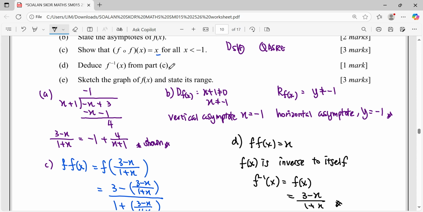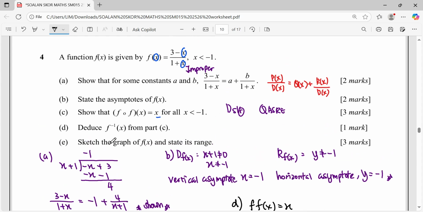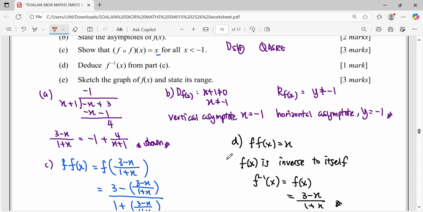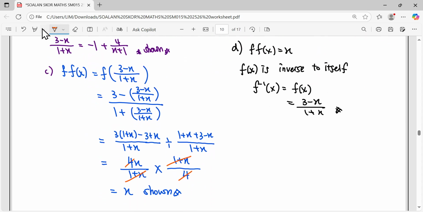Then question E, you're going to sketch this graph and state its range. So before we sketch this graph, we look at the domain and range, and you have to be alert here. This is a conditional function, so not the whole part of the graph is taken, they're only taking one part only. So we have the vertical asymptote and horizontal asymptote, which we found, and we try to sketch it out.